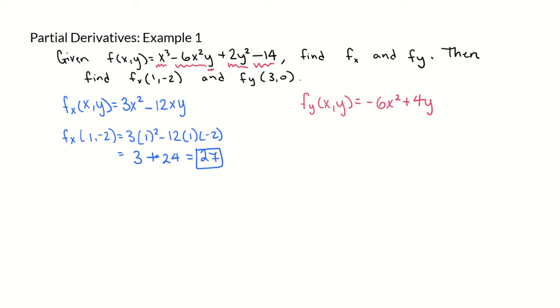And then the other partial derivative, evaluated at 3, 0, gives negative 6 times 3 squared plus 4 times 0, which is negative 6 times 9 plus 0, which is negative 54.